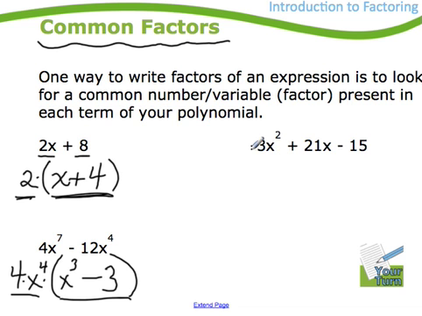Here's a little bit longer one. I look and I see what can divide into each one of these evenly. A common factor. Looks like 3 is. Typically, if the first term is negative, we factor out a negative as well. Interesting thing when you factor out a negative is that it'll change the sign of each of the things in brackets. So negative 3x squared divided by negative 3 will be a positive x squared. 21x divided by negative 3 would be a negative 7x. Negative 15 divided by negative 3 would be a positive 5.